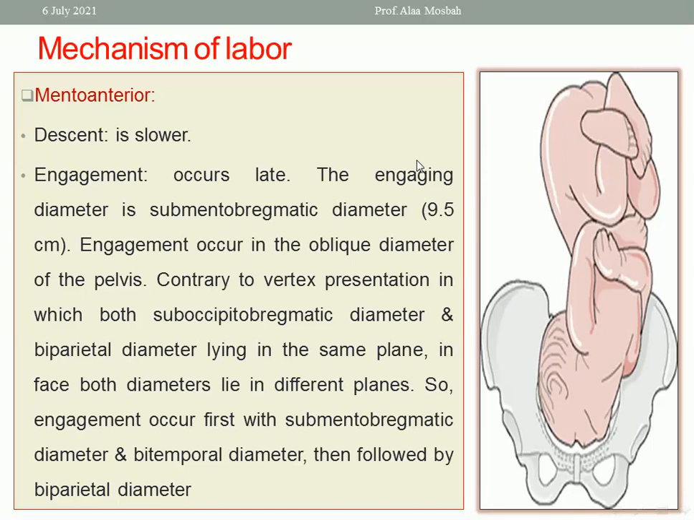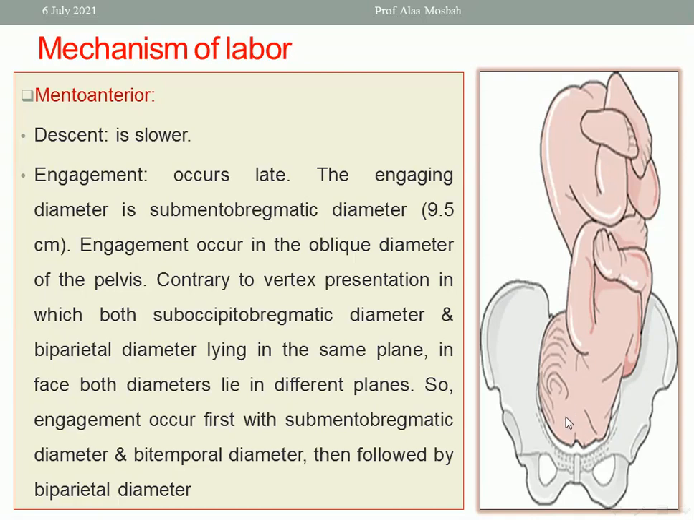But the descent, the steps of labor, as you know from previous occipital anterior delivery: descent, engagement, increased flexion, internal rotation, delivery of the head in extension, then restitution and external rotation. This is for occipital anterior, which is the normal presentation. What about face presentation? As regards the descent, it is slower. The descent of this head in the pelvis, which is presented by face, is slower.